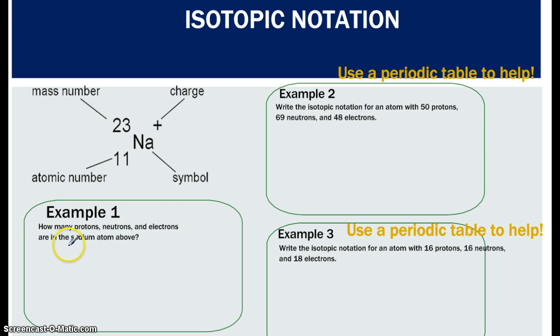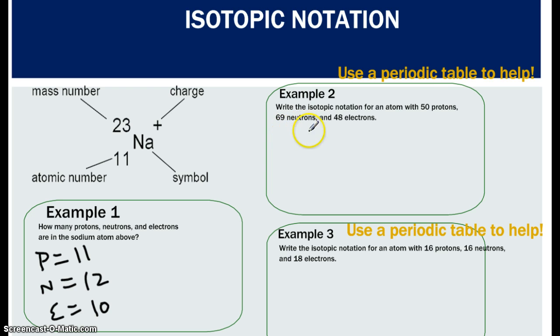So, for example, how many protons, neutrons, and electrons are in the sodium atom above? Well, the number of protons is equal to the atomic number, so it's 11. The number of neutrons is equal to the mass number minus the atomic number, because the mass number is the protons plus neutrons. So 23 minus 11 equals 12. That's the number of neutrons. And you get the electrons by looking at the charge. If it was a neutral atom with a 0 charge, then the protons and the electrons are the same number. But this has a positive charge, which means it has one more proton than electrons, since protons are positive. So there must be 10 electrons.